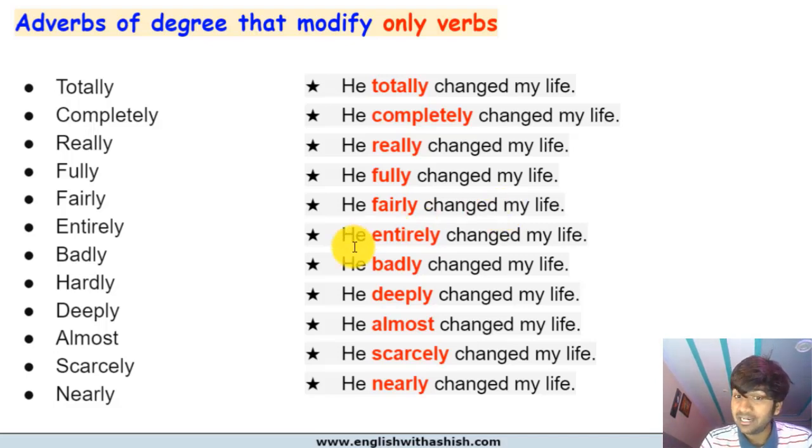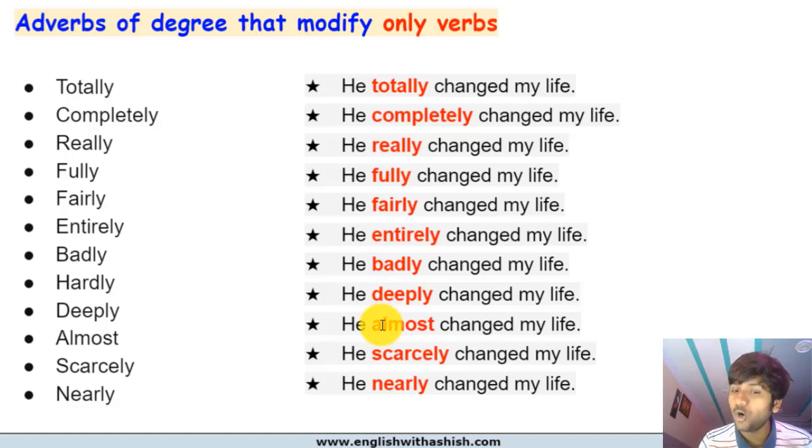He entirely changed my life. Yeah, completely. Again, very positive, going up. He badly changed my life. Like, in a negative way, he badly changed my life. He deeply changed my life in a very deep manner, right? Again, going up. He almost changed my life.